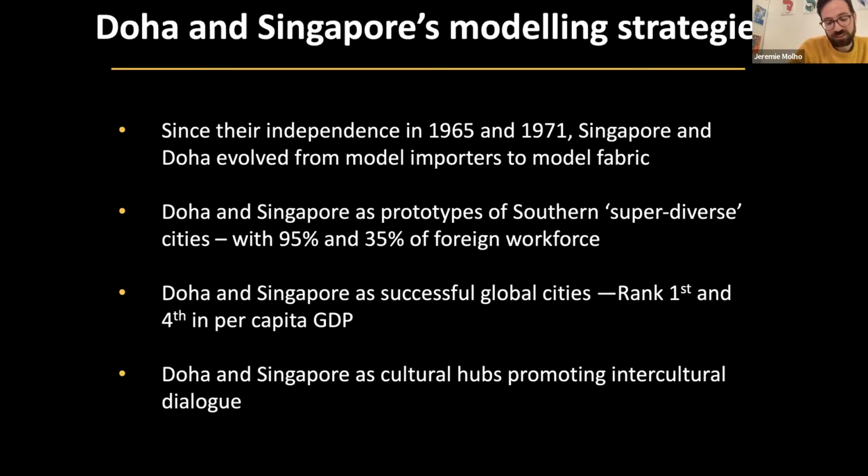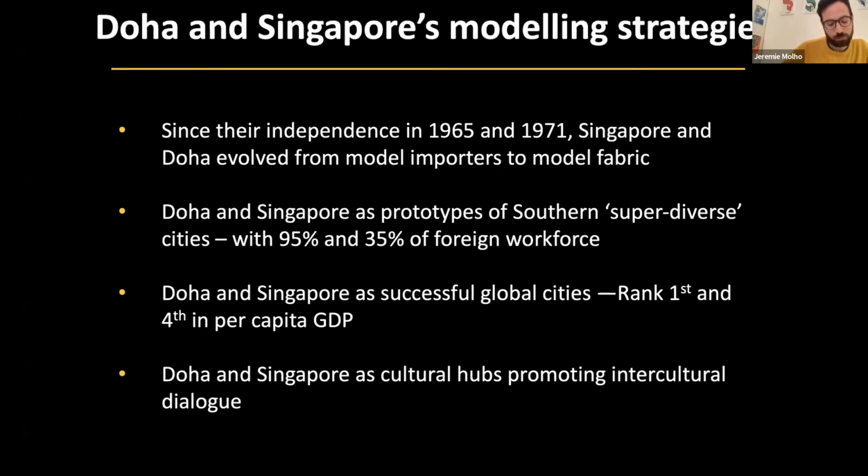Second, their diversity discourse is closely tied to their willingness to top world city rankings. Doha and Singapore have both risen in a relatively short time as key hubs in the global economy, and recently ranked first and fourth in per capita GDP. And both cities have mobilized culture to construct their status as global hubs. And this strategy relies on centrally elaborated plans and on the establishment of highly visible, internationally connected cultural infrastructures.